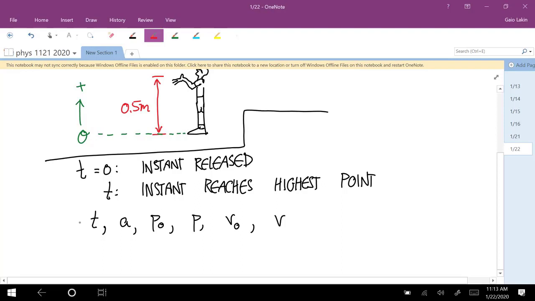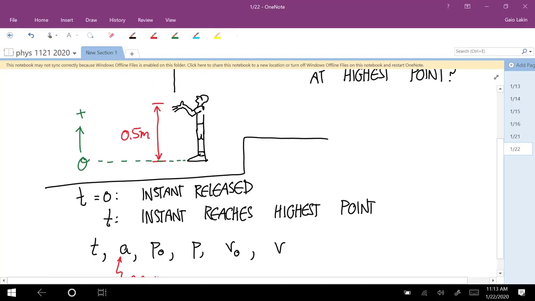T, we don't know. We're not given the elapsed time to get to the highest point. The acceleration we do know. We know that it has a magnitude of 9.81 meters per second squared. And then we have to think about the direction. Our positive direction is up. What's the direction of the acceleration of gravity? Down, so this is negative.